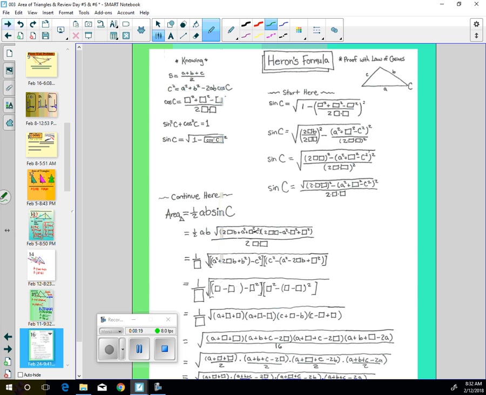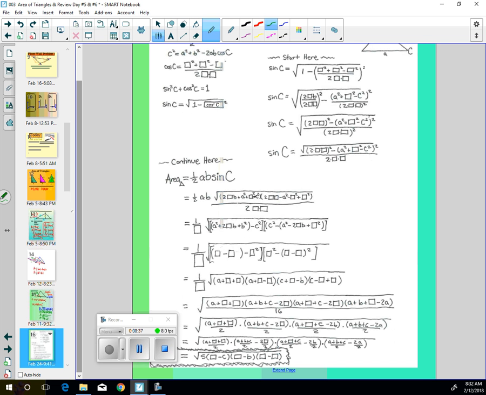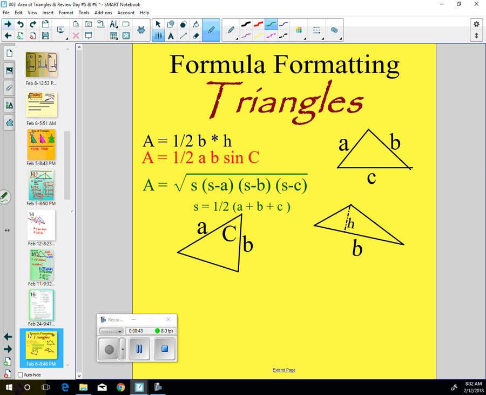I use this S equals half of the sum of the three sides, law of cosines, solve for cosine C. This is something we're going to learn next unit. Sine squared plus cosine squared equals 1. You can solve for sine C. And then using all of this and a whole lot of algebra, you can get this final formula. I'm not going to do it, though. That's just for bonus if you want to give that a try.